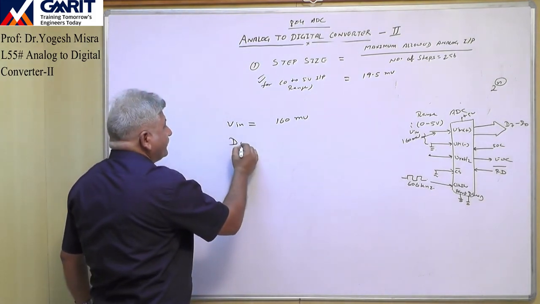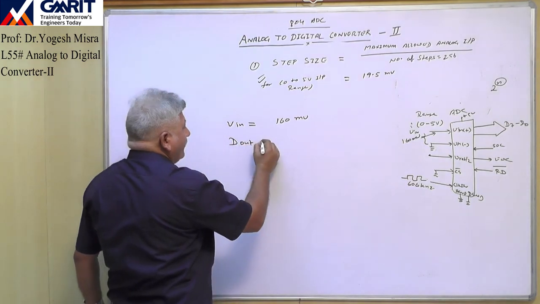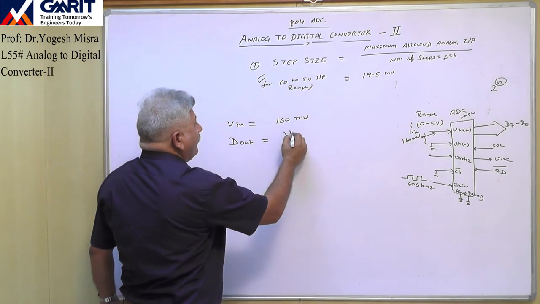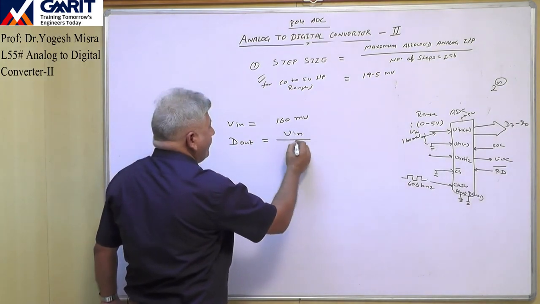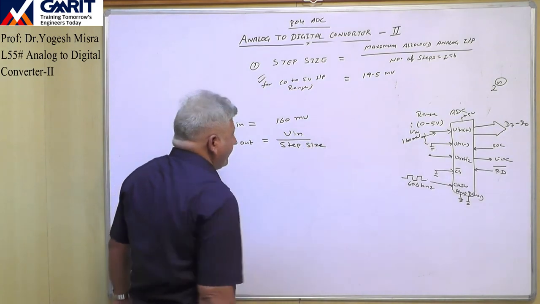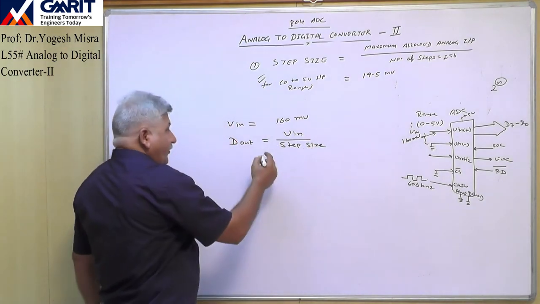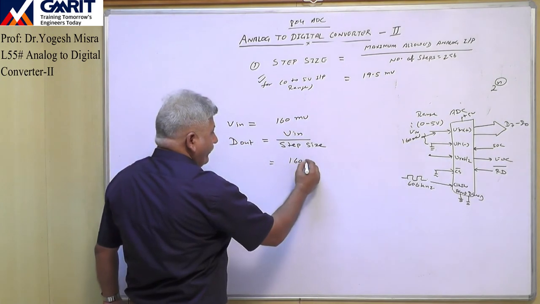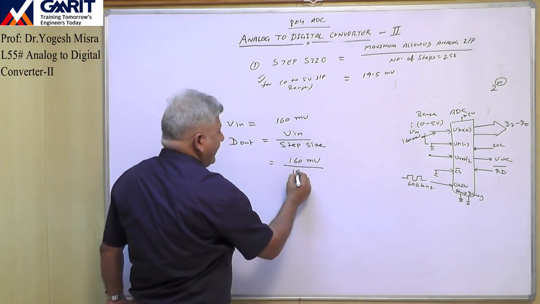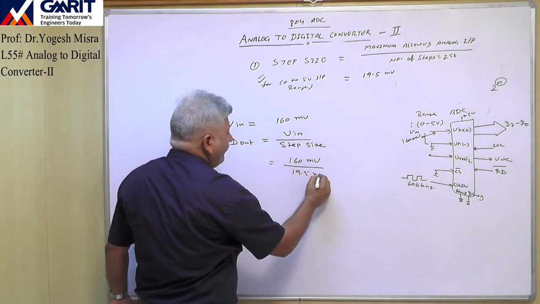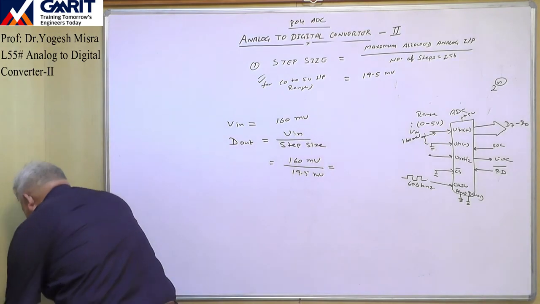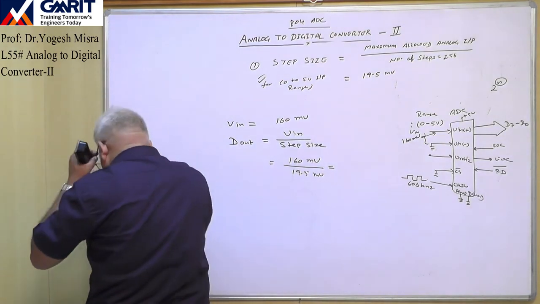Digital output. We will apply the formula Vin divided by step size. So if Vin is 160 millivolt and step size is 19.5 millivolt, we divide it and we find the answer.